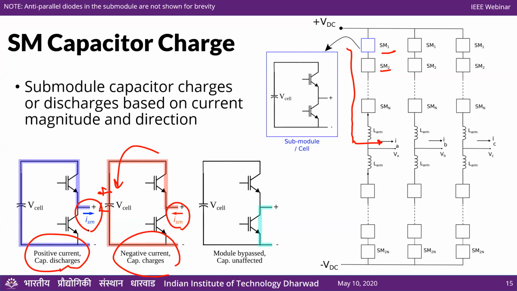The only thing we can choose is whether it is affected or the cap stays unaffected, and to do that, this module is simply bypassed. So no current flows through the capacitor, and capacitor voltage is unaffected.